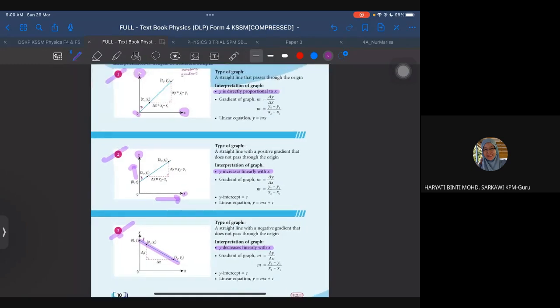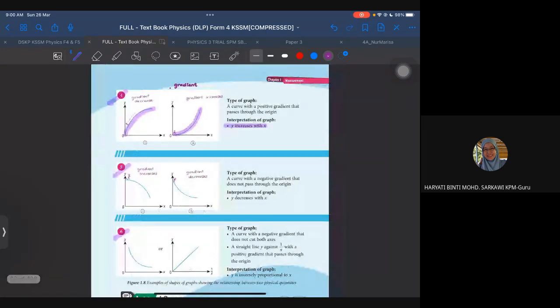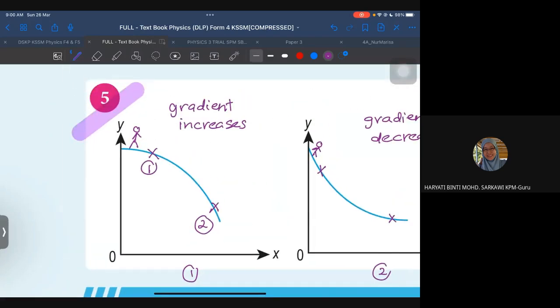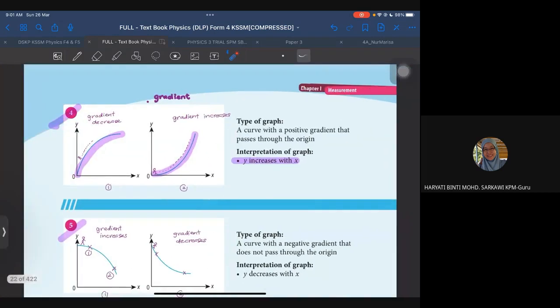But when you see a curved graph like this, the gradient actually changes. So the gradient at this point and at this point will be different. Same goes to this. If let's say we label this as number 1 and number 2, the gradient at point number 2 is greater compared to number 1. So that's why we say that the gradient increases. Because here the gradient is more compared to this. Okay, get the idea first.